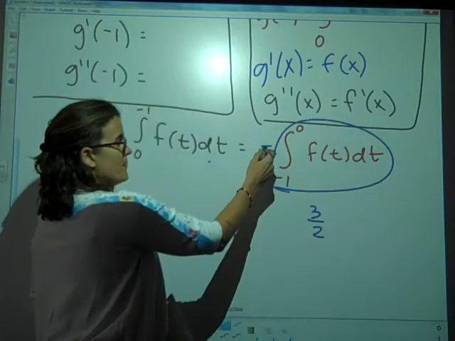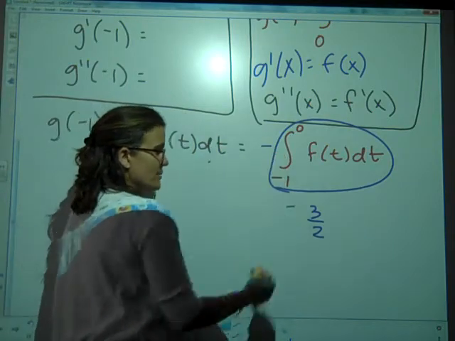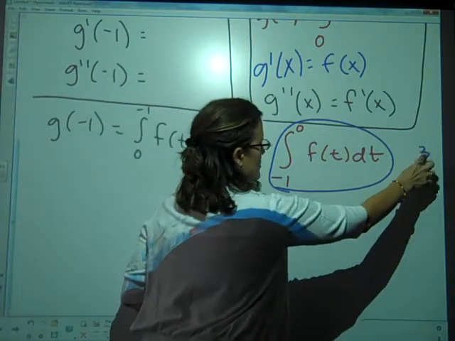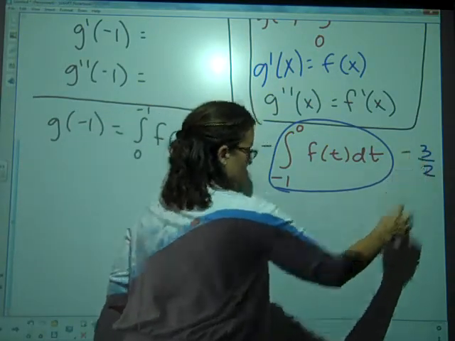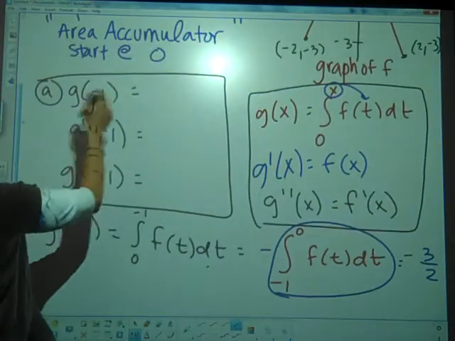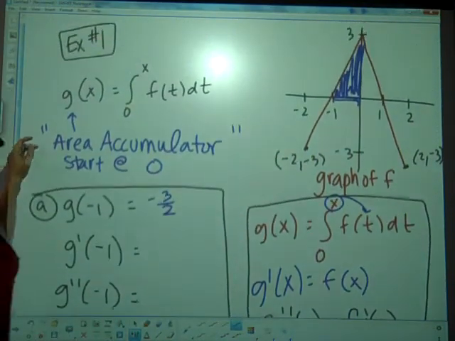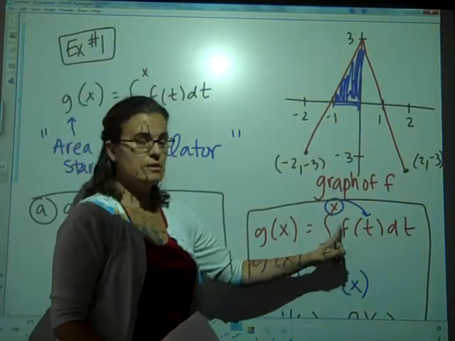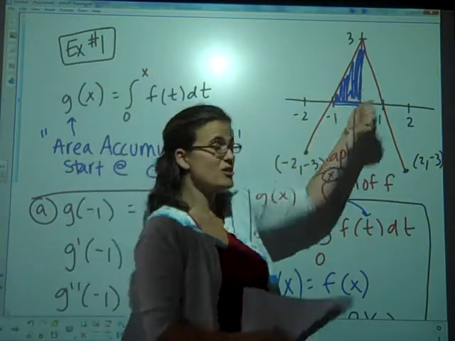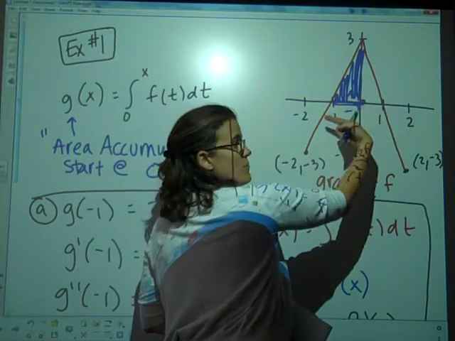But the real integral is going from the bigger number to the smaller number. So I have to remember that my answer will actually be the opposite of that value. So -3/2 will be our value for g of -1. So it'll be a -3/2. Okay. And again, looking back at the picture, because the integral was defined starting at 0, you're accumulating area starting at 0. So if you actually truly started at 0 and moved to the left, that would be negative movement.